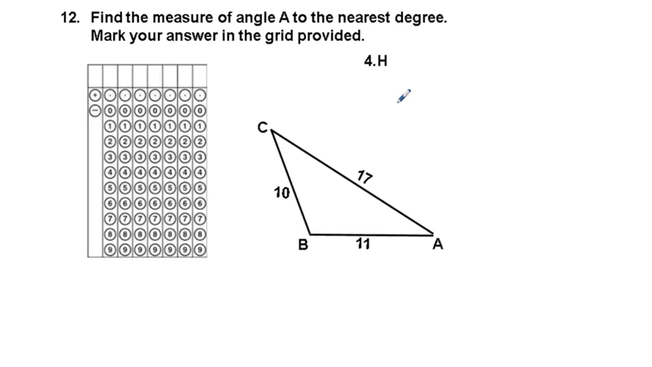Okay, last problem. Find the measure of angle A to the nearest degree. Mark your answer in the grid provided. We have a side, side, side. That's a law of cosines. So we have side A squared, which is 10 squared, is equal to the other sides, 11 squared plus 17 squared minus 2 times 11 times 17 times the cosine of angle A, which we do not know.